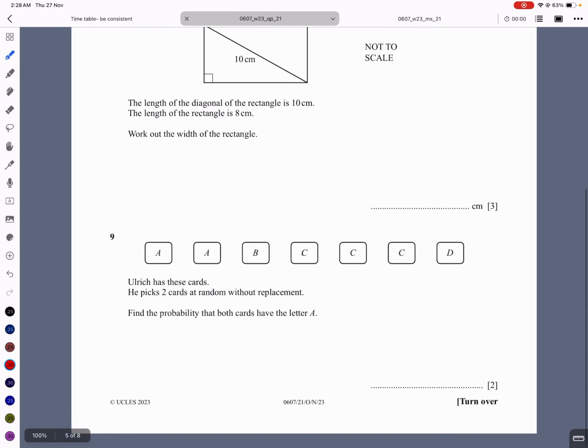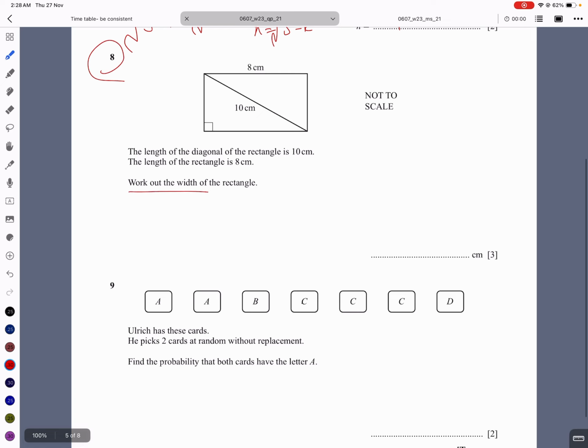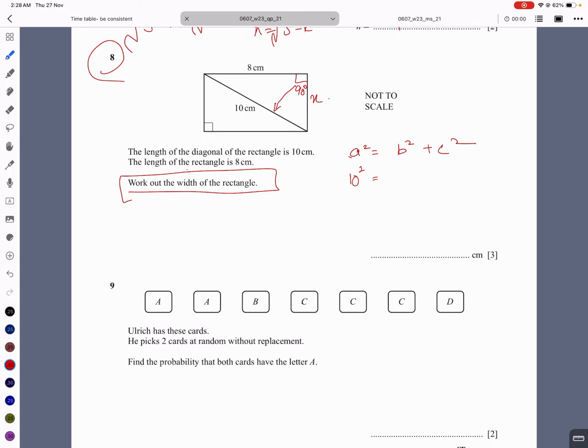Question number 8. They are saying work out the width of the rectangle. The length of the diagonal is given and the length of the rectangle is given. You can apply the simple Pythagoras theorem, which is a square equals b square plus c square. A is the biggest side, the side in front of the 90 degree angle, which is 10. So 10 square is equal to x square plus 8 square.